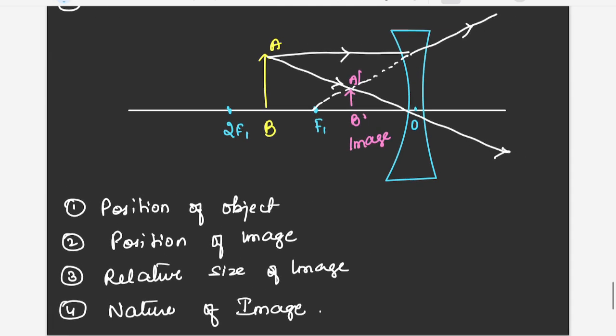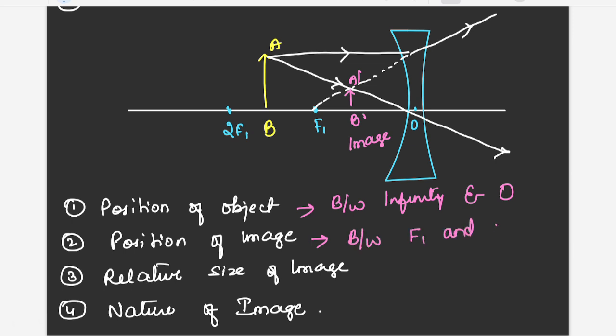Now let us write the position of the object. Where we have placed it, it is between infinity and O. O is the optical center. So what is the position of the image? You can see here, the image is formed between F1 and the optical center. So therefore you will write between F1 and optical center.